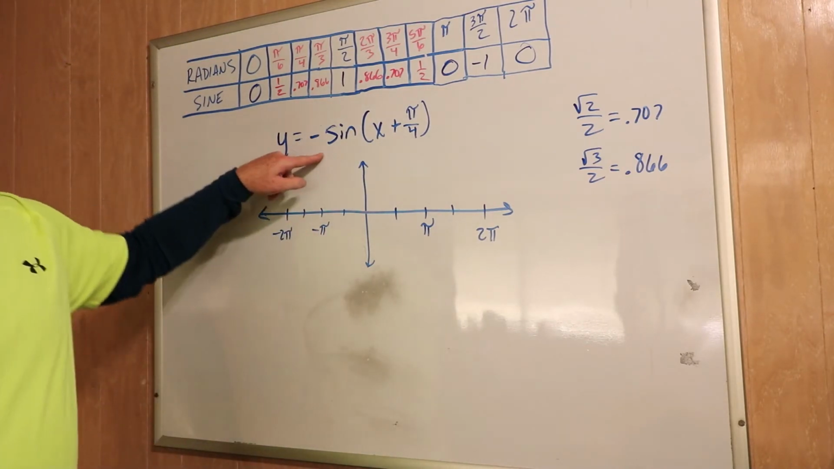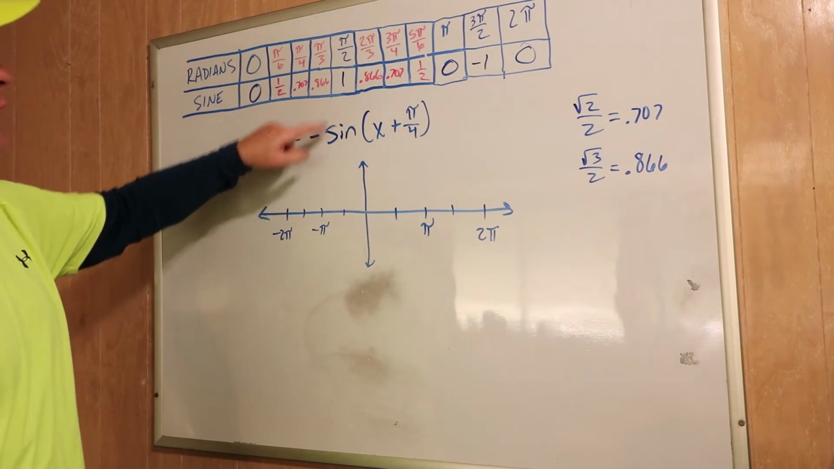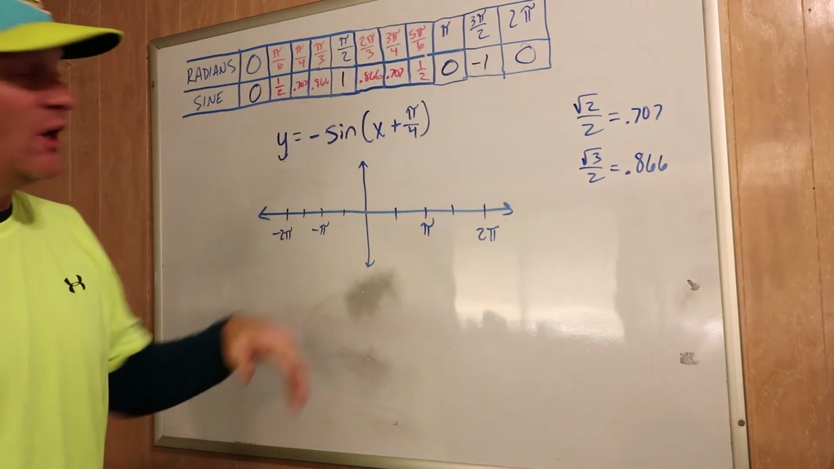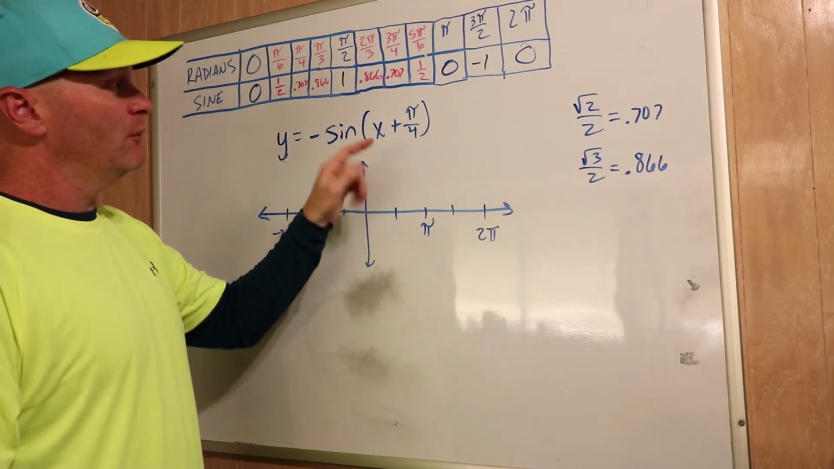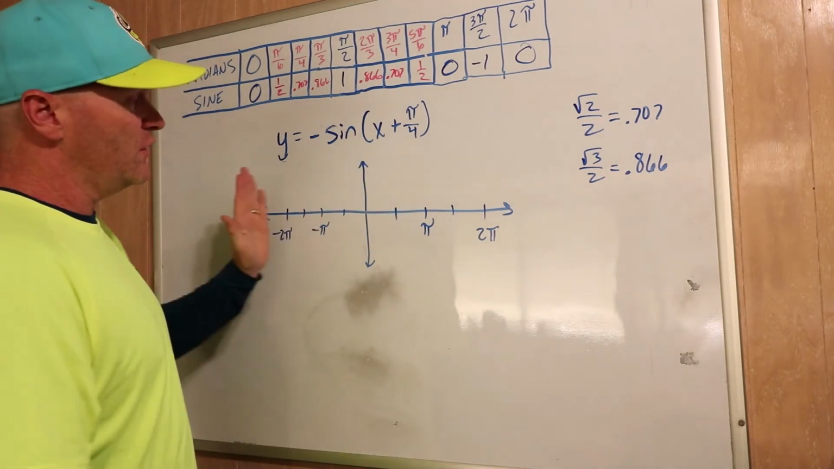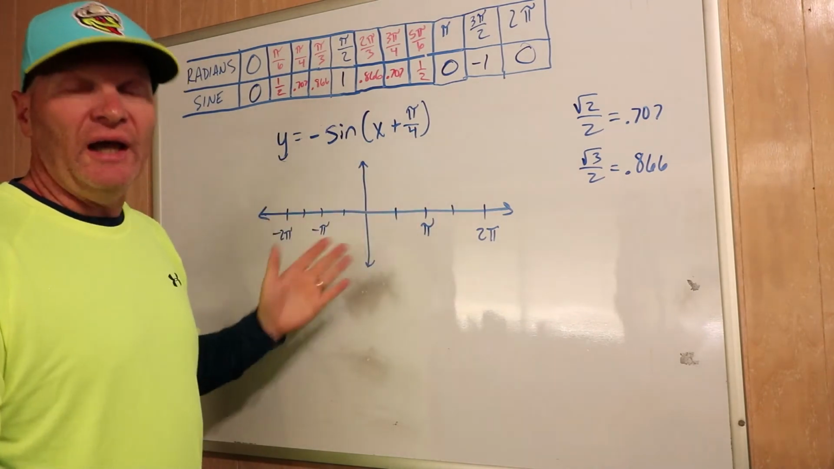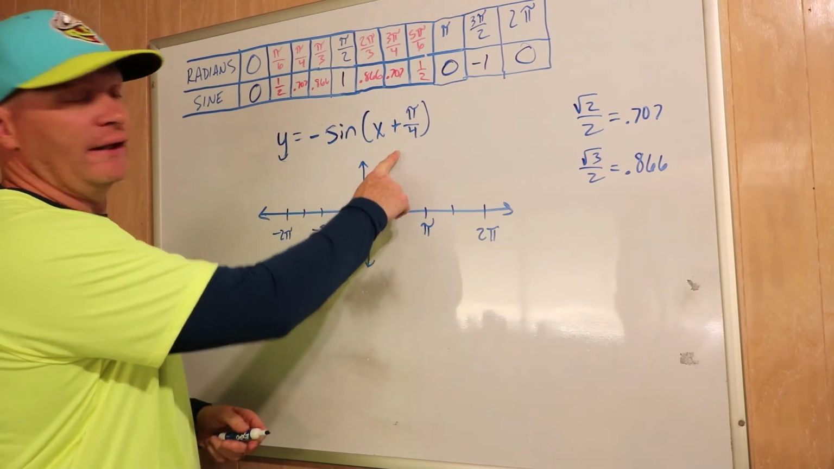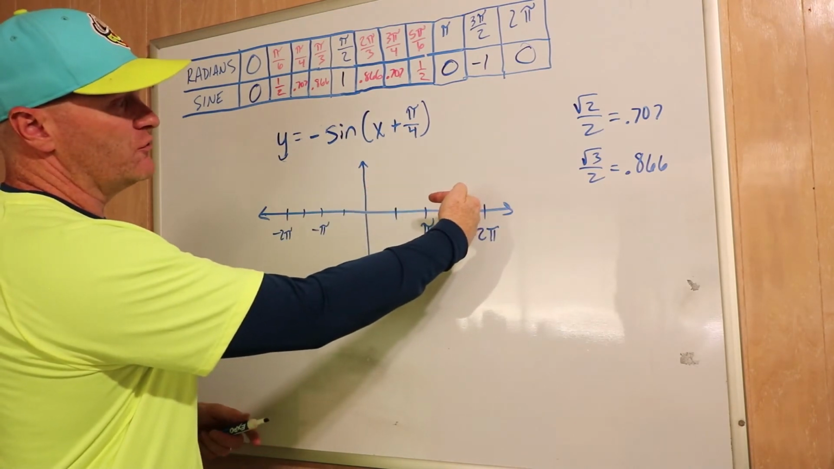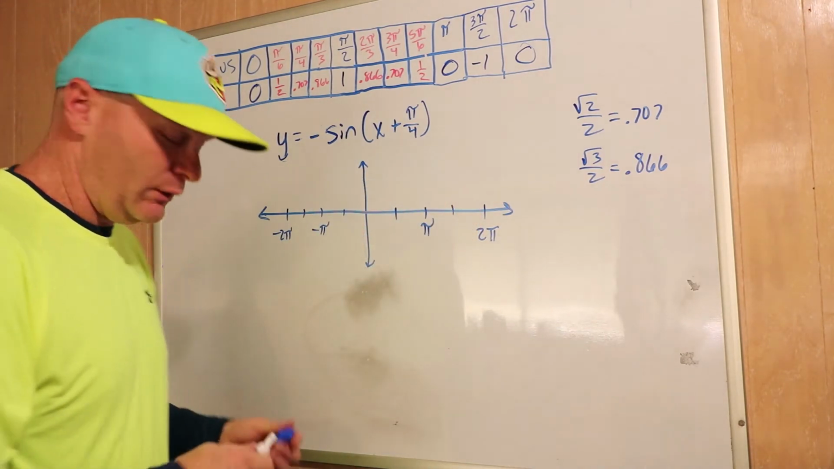Alright, so we're going to have a reflection over the x-axis. That means all the y's are going to change signs. And then the other thing, what's that plus pi over 4? Remember, if you get a number inside the parentheses, that's a horizontal shift, and it's backwards. So if it says plus pi over 4, it actually means we're going to move all the dots pi over 4 that way. Right? We're going to move them left.